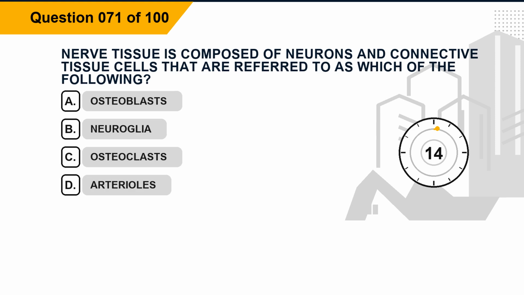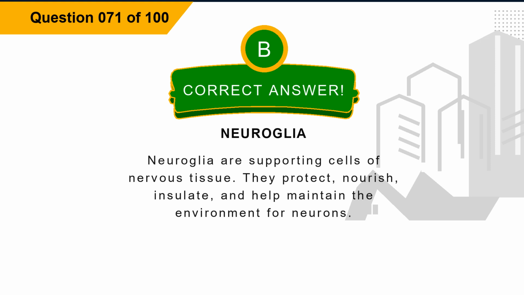Question 71. Nerve tissue is composed of neurons and connective tissue cells that are referred to as which of the following? Option A, osteoblasts. Option B, neuroglia. Option C, osteoclasts. Option D, arterioles. The correct answer is option B, neuroglia. Explanation. Neuroglia are supporting cells of nervous tissue. They protect, nourish, insulate, and help maintain the environment for neurons.